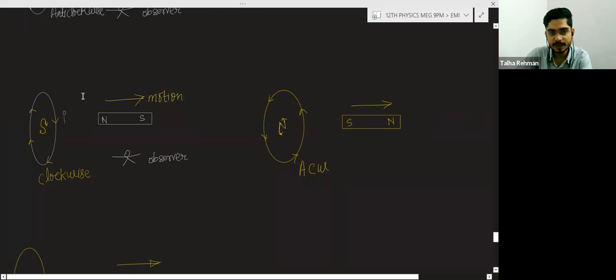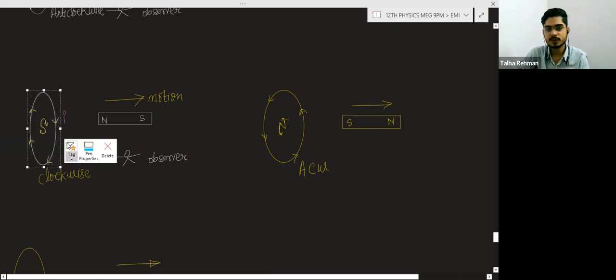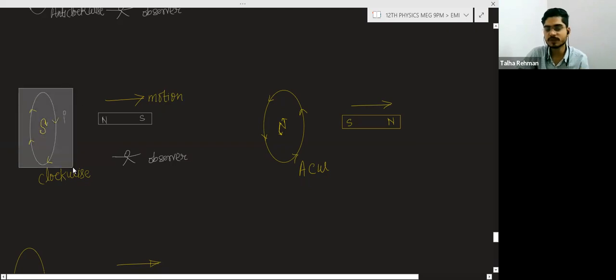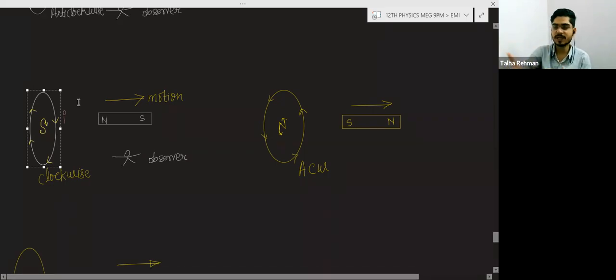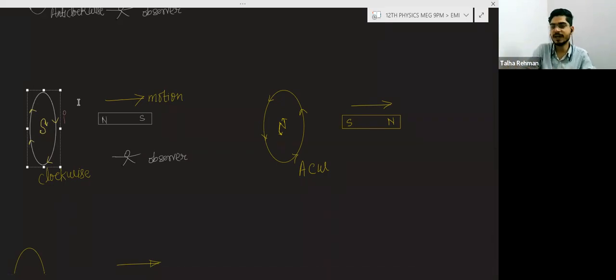As you are taking the magnet away from this coil, the magnetic flux linked with this coil decreases. Decreasing means the flux is changing with respect to this coil. Change in flux with respect to time gives you the current in the coil, and that current will always try to oppose the change in the flux. If the flux linked with the coil is decreasing, then the induced current will try to increase the flux.